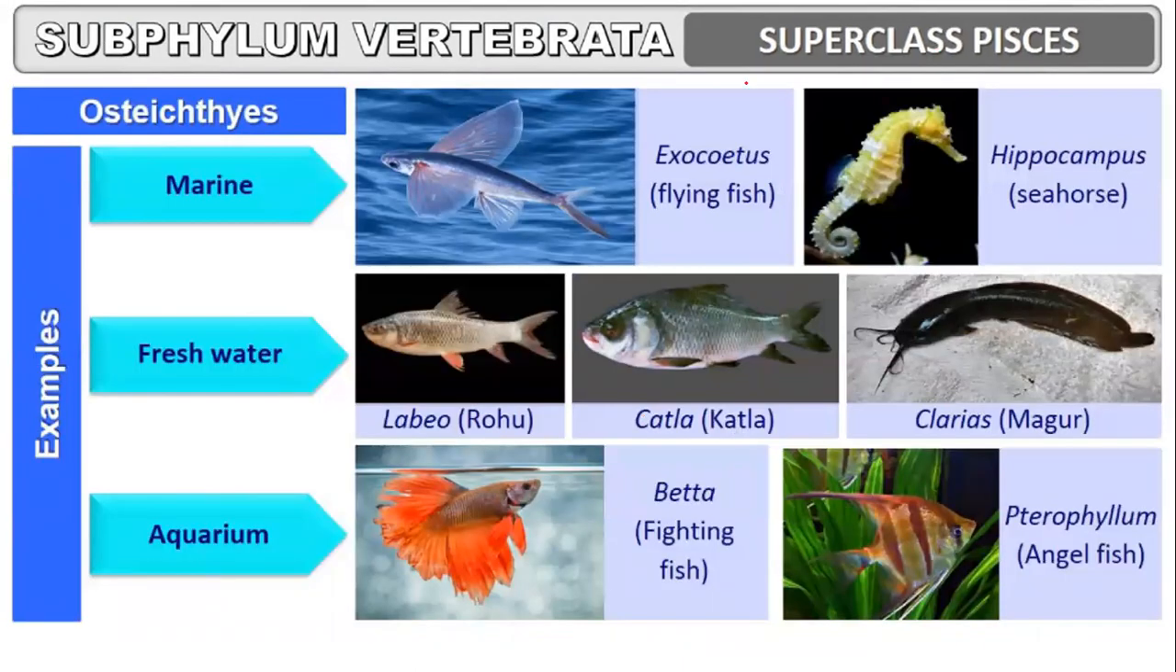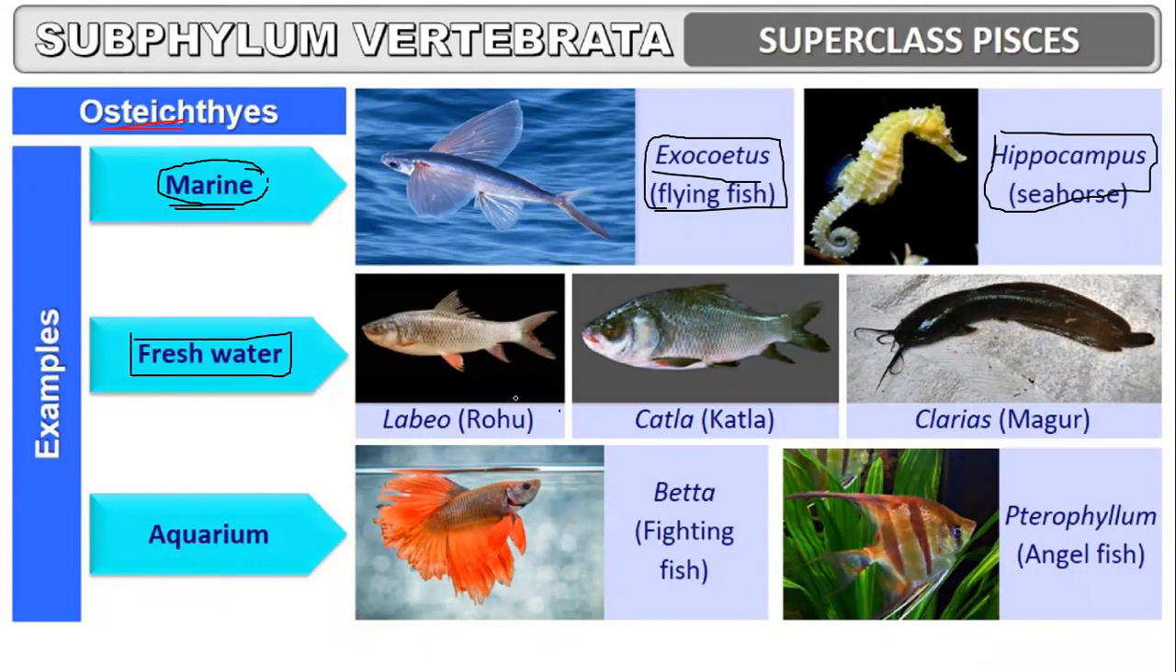At the same time, in case of class Osteichthyes, you have to divide them and study. So what are the divisions? Marine fishes. Marine bony fishes, Exocoetus, which is a flying fish, and Hippocampus, which is a seahorse, are also examples of marine Osteichthyes. Then freshwater fishes such as Labeo, which is a rohu, Catla, Clarias. Guys, you have to remember one thing: in NEET 2013 a question was asked.